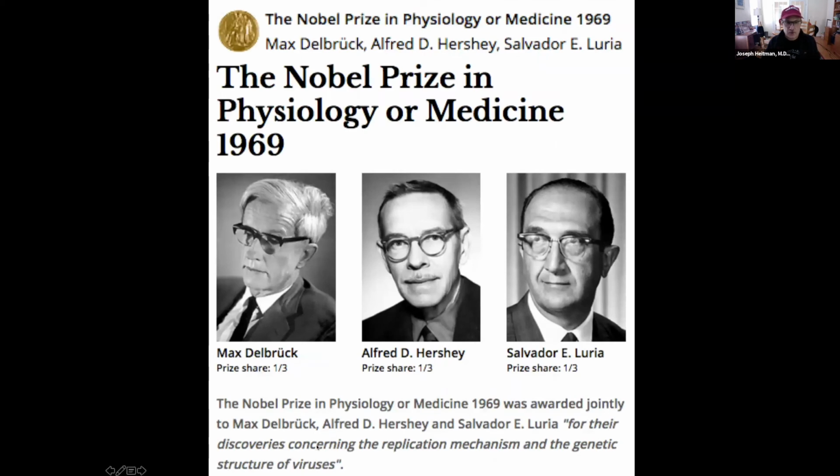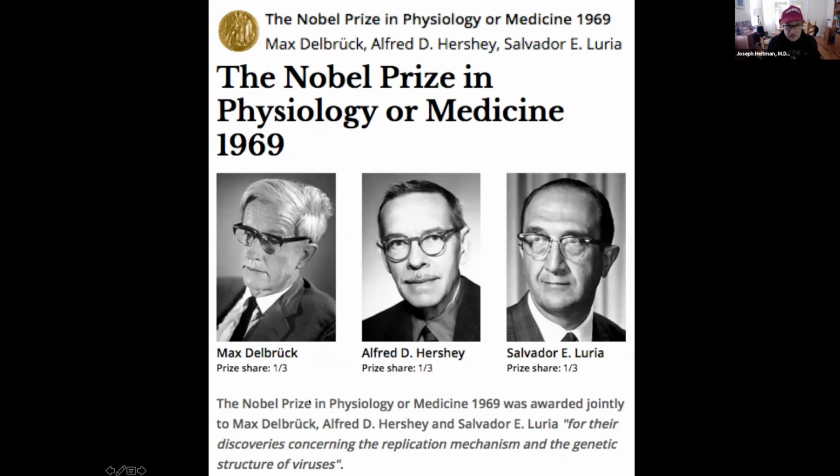They went on to share the Nobel Prize with Al Hershey in 1969 for discoveries concerning DNA replication and genetic structure of viruses. A key aspect of this was their discovery of the basis for mutations occurring to phage resistance and generalizing that to thinking about mutations in all populations for all organisms. Al Hershey, you'll remember from the Hershey-Chase experiment conducted with Martha Chase, in which they showed that the DNA of phages was the genetic material rather than the protein.